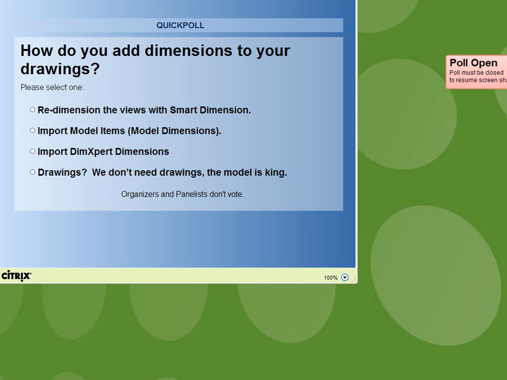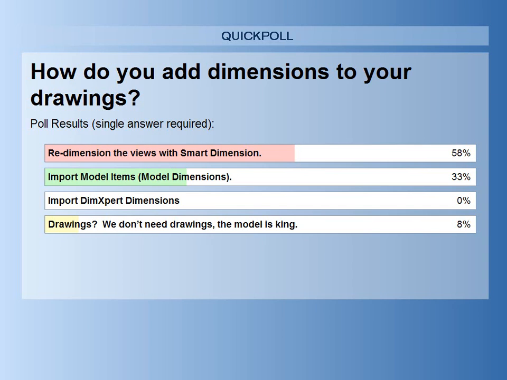So how do you guys end up doing your drawings currently? Do you redimension the drawing with smart dimensions? Use imported model items like we hammer in Essentials class? Are you actually using DimXpert dimensions? Or don't even use drawings at all? The model is king. Share the results.